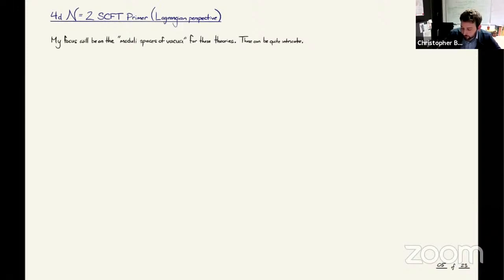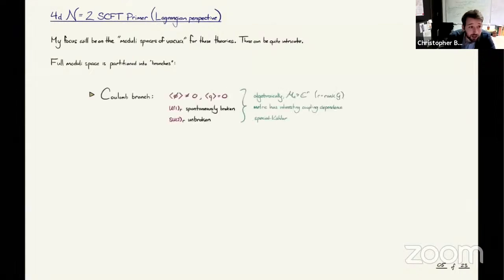But I'm going to be focusing not on the full field theoretic dynamics of these theories, but on their moduli spaces of vacua. These can be sort of complicated. In general, the moduli space of a 4D N=2 theory is partitioned into various things people call branches. And there are three types of branches.